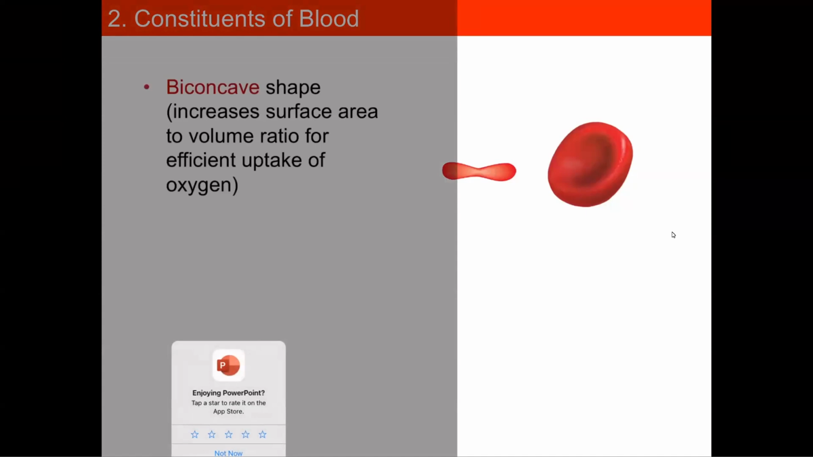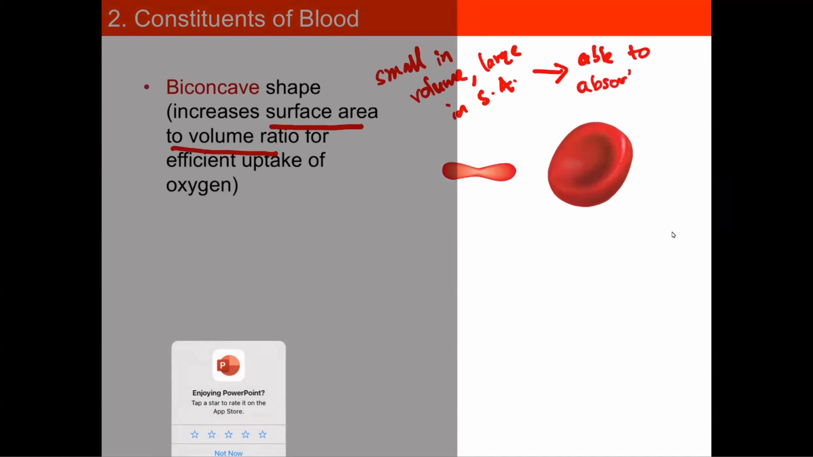So increased surface area to volume ratio. Basically, we can think of surface area to volume ratio as being small in volume but large in surface area, which makes me able to absorb more oxygen.